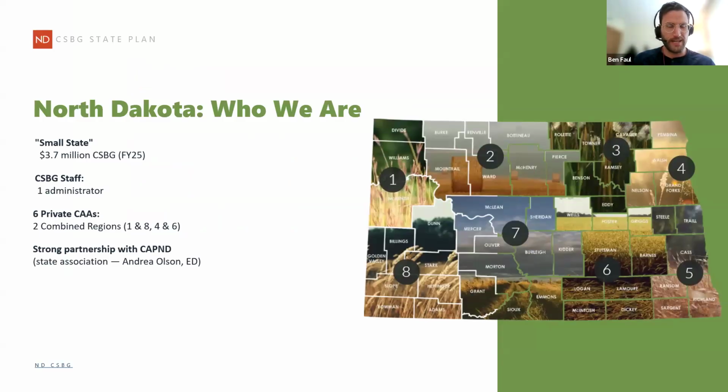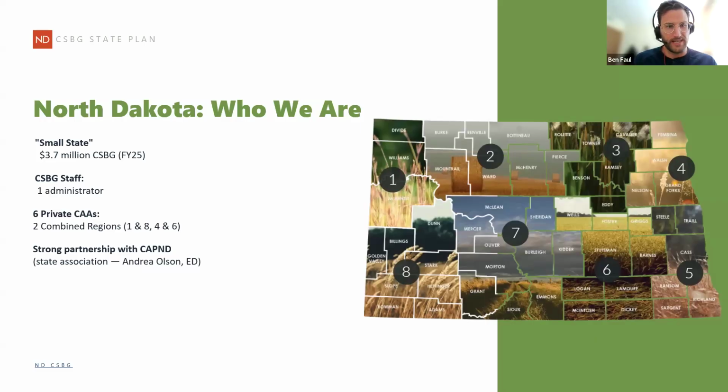So North Dakota, who are we? We are a small state. We get about 3.7 million in CSBG annually. That's what we got in fiscal year 25. We, like Karen, are an office of one, so it's just me. I do have some help at the state level as well to coordinate and get some feedback on things, but it is me at the state.